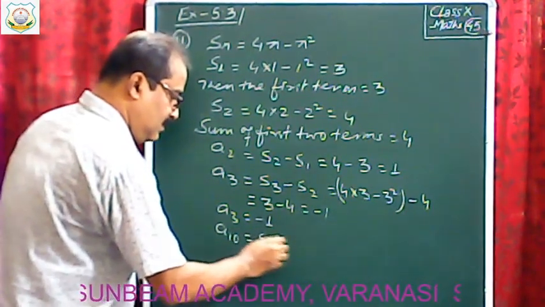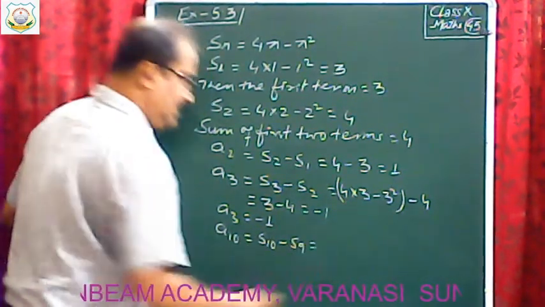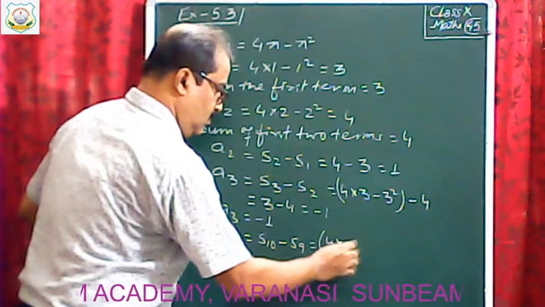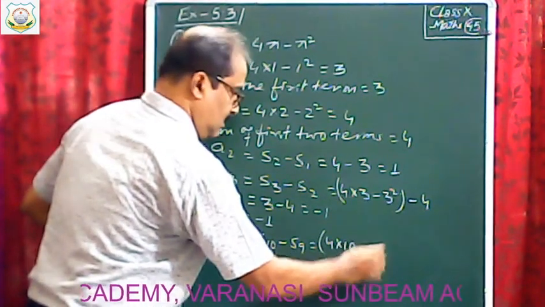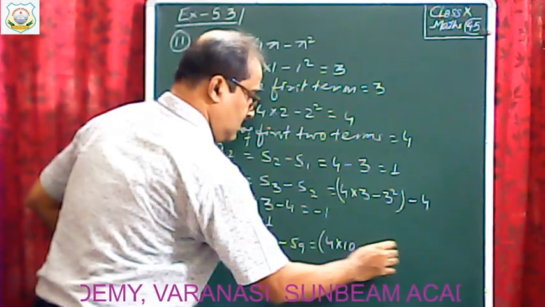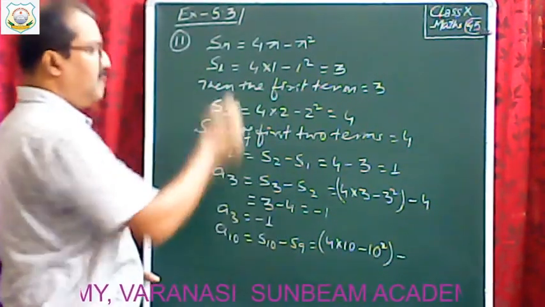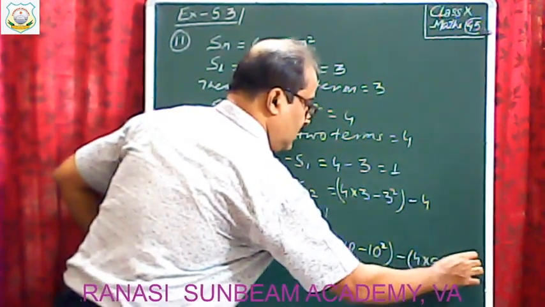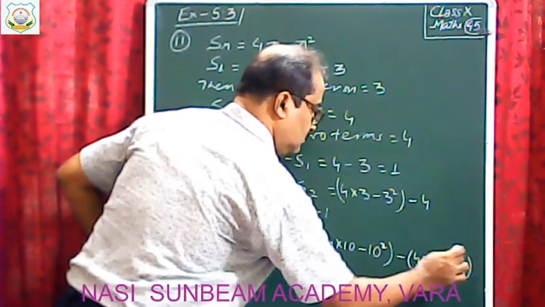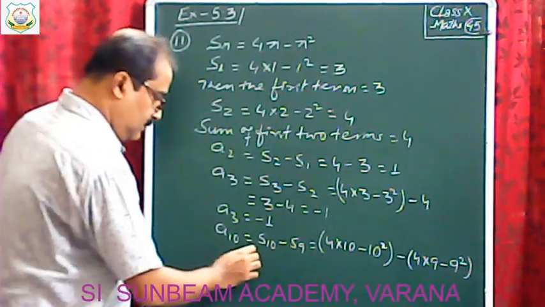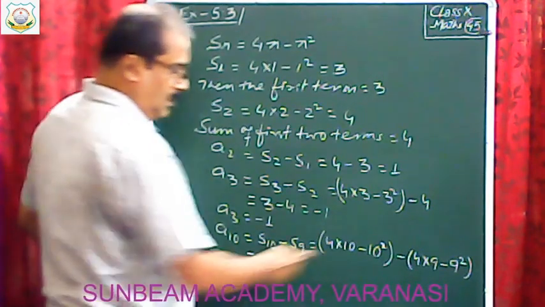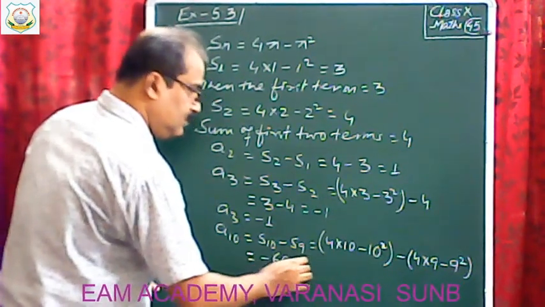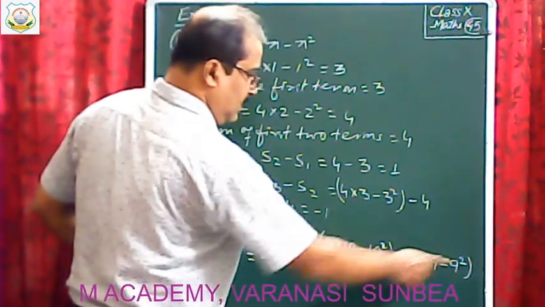Thereafter, the 10th term, A10, means S10 minus S9. S10 means Sn we have, so 4 into 10 minus 10 square, minus S9, in place of n you have to put 9, so 4 into 9 minus 9 square. Now you have to calculate: 40 minus 100 is minus 60, minus 49 minus 81.